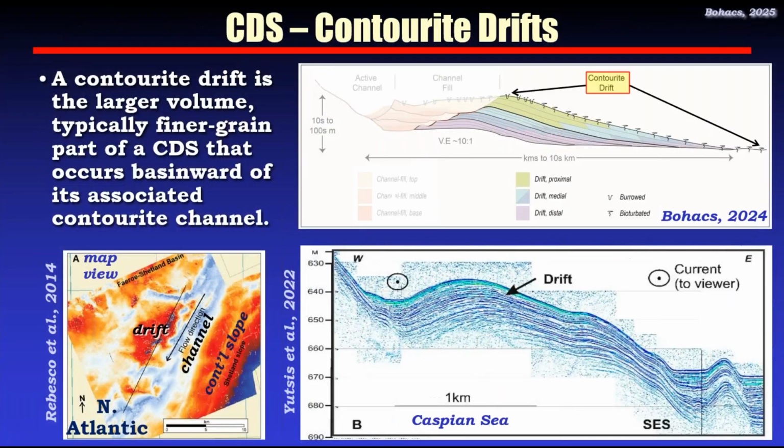A contourite drift is the larger volume, typically finer grained part of a contourite depositional system that occurs basinward of its associated contourite channel. The map view example is from the North Atlantic, and the profile example is from the Caspian Sea, which is a lake, by the way, so you don't need salt to make a contourite system. Kind of following up with what Jürgen showed us about the effect of salinity on flocculation.